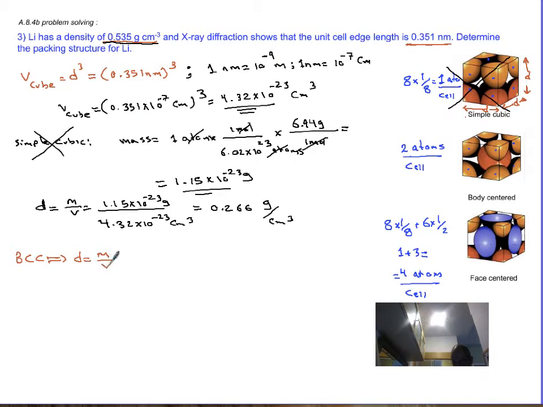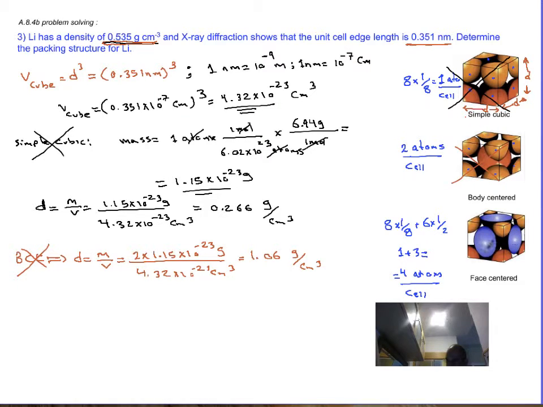So body-centered cube. Now I'm going to just calculate density directly. It is mass over volume. Now the difference is I have 2 atoms versus 1 atom. So my mass is twice as much. It's 2 times 1.15 times 10 to the negative 23 grams. The volume did not change, 4.32 times 10 to the minus 23 cm cubed. If you do this, you will get 1.06 gram per centimeter cubed. It is not what they gave us in the question, so body-centered cannot be the answer.